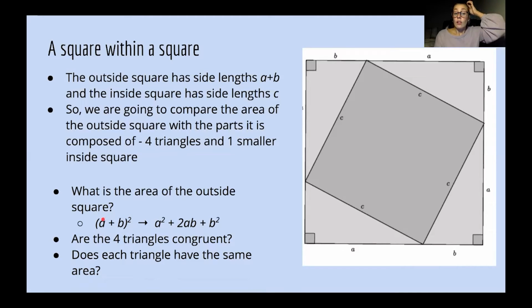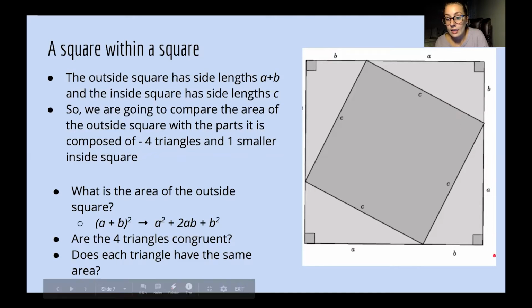So like we said, the area of the outside square is going to be (A + B) squared, because those are our sides. So the question is, are the 4 triangles congruent? Well, let's see. They have side A, side B, and side C for that triangle, side A, side B, side C for that triangle. And these are all the same.